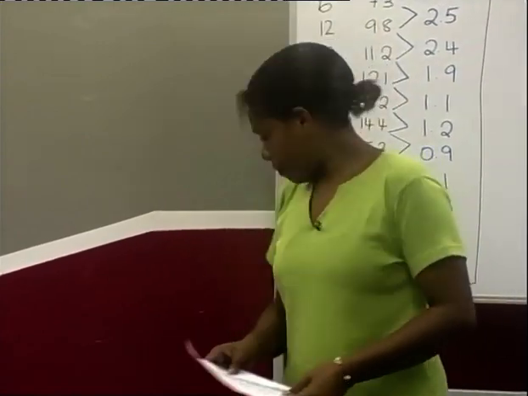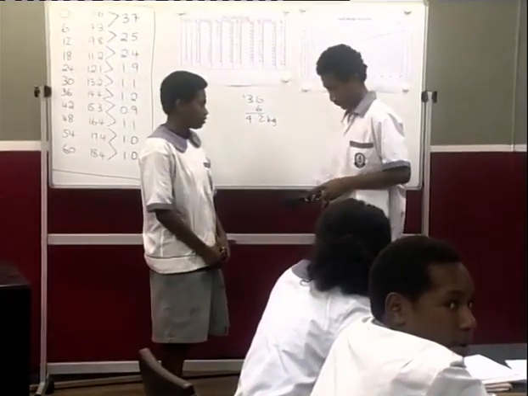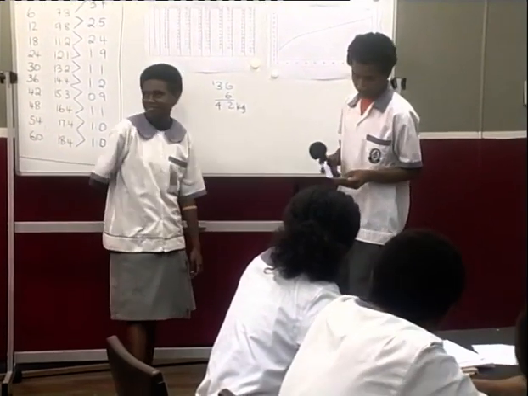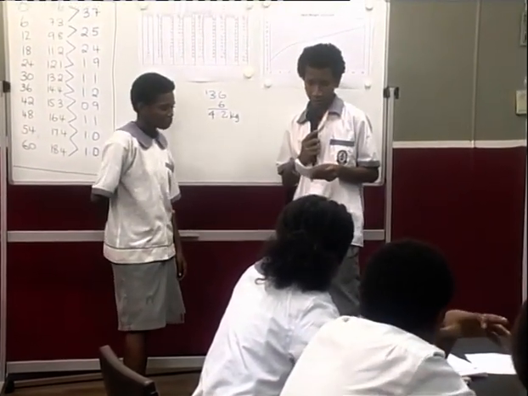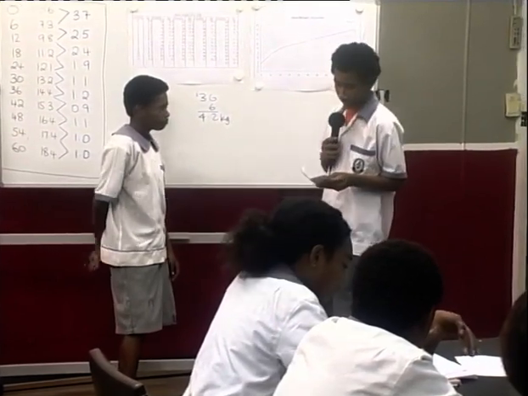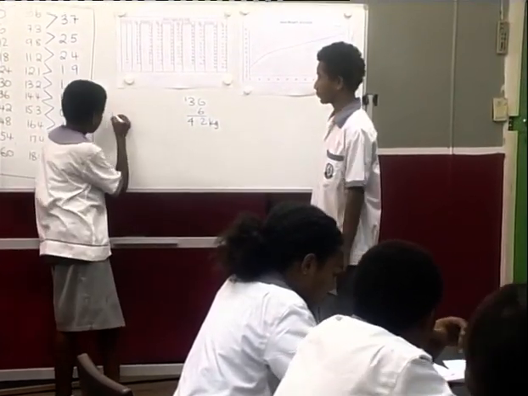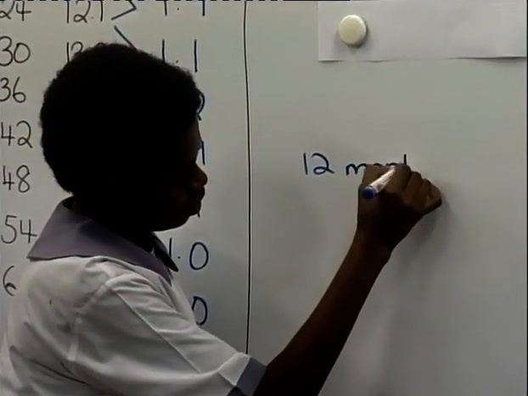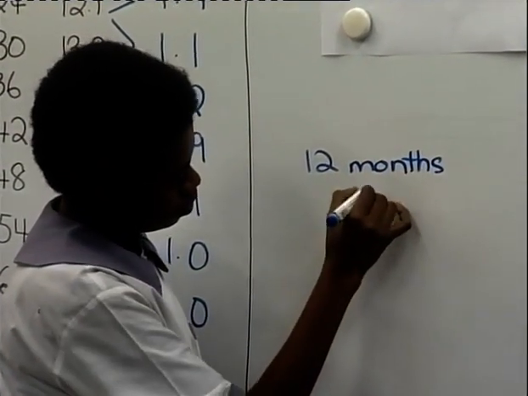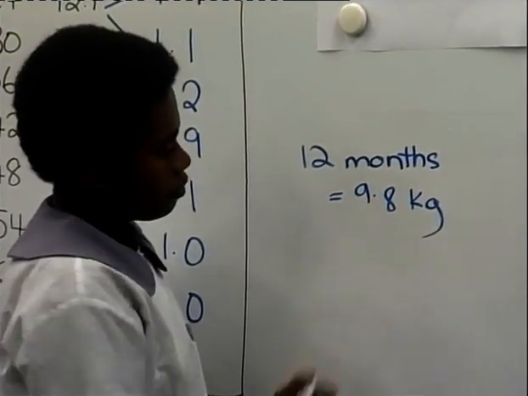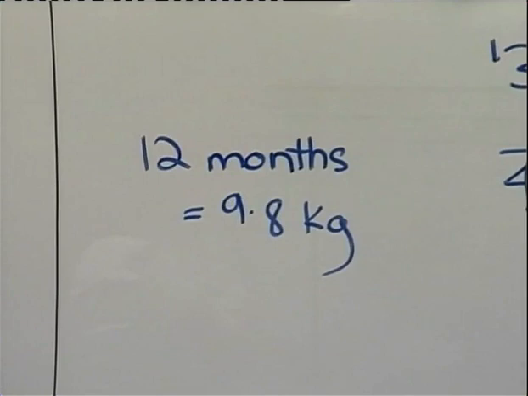Number two. Okay. Question 2 reads, how many kilos did the baby weigh in the first year? All right, did you get that? Yes? Okay. The question, read. Thank you, sit down. How many kilos did the baby weigh in the first year? 12 months equals 9.8 kilograms. Okay, good. Now, question number 3.